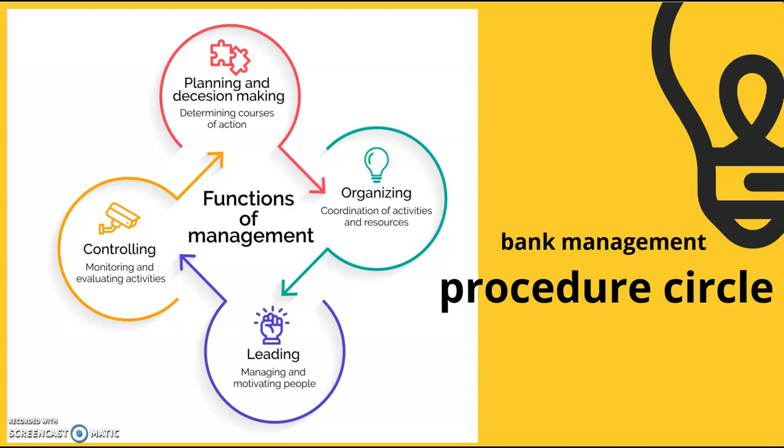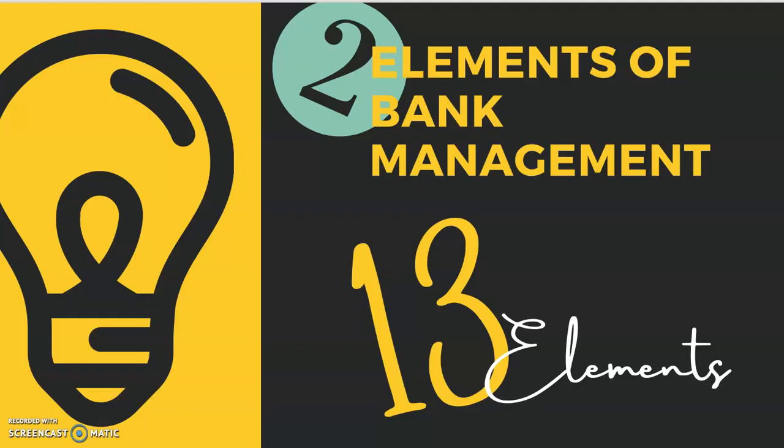But the management process, on the other hand, begins with planning to determine courses of action. The second one continues with organizing, coordinating all activities and resources. The third one is leading, managing and motivating people, and the last one is to control by monitoring and evaluating activities. The perfect synchronization of all of these factors can provide ideal management of the banking system. Now let us look at the elements of bank management.